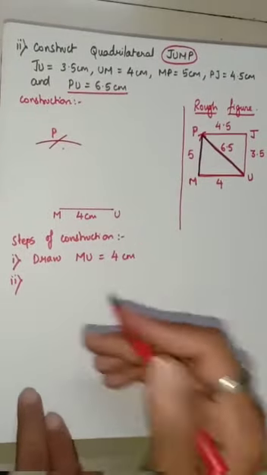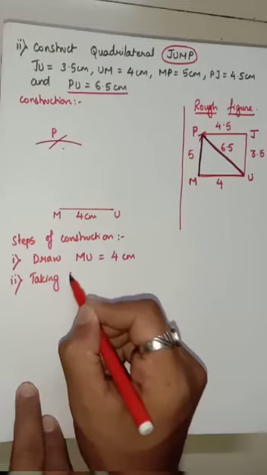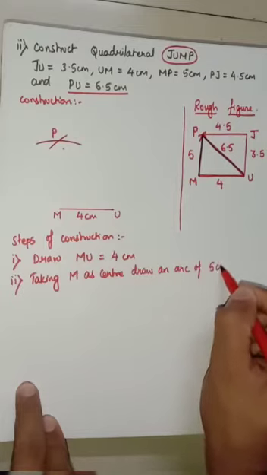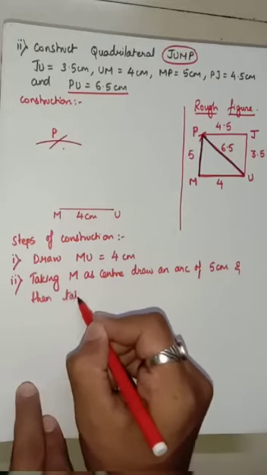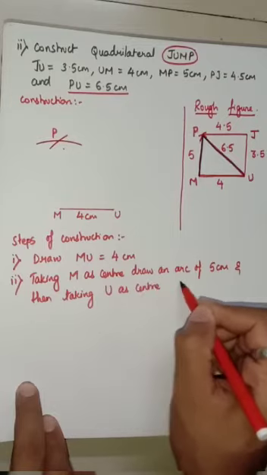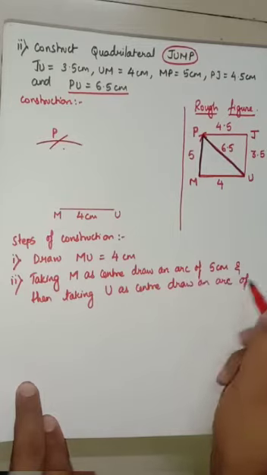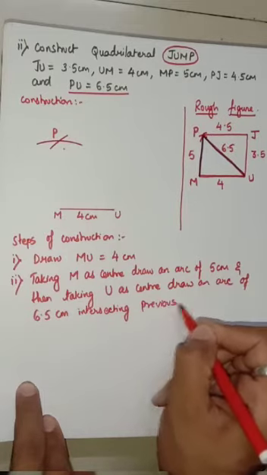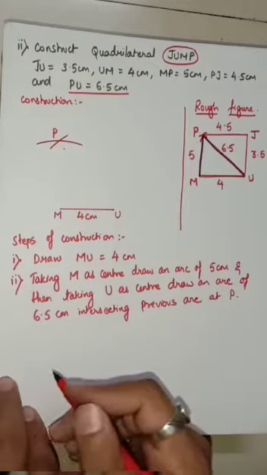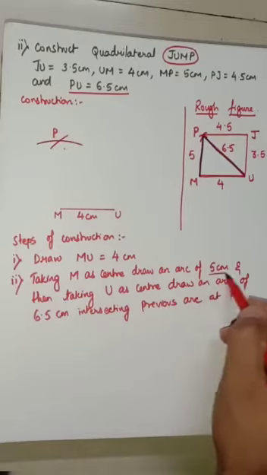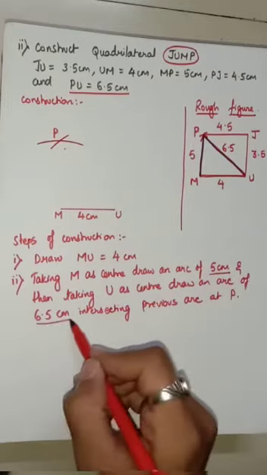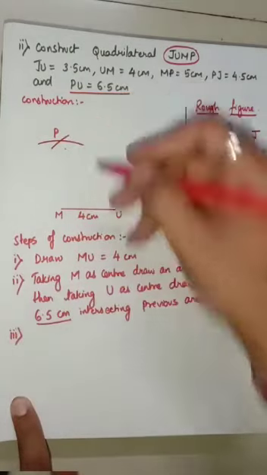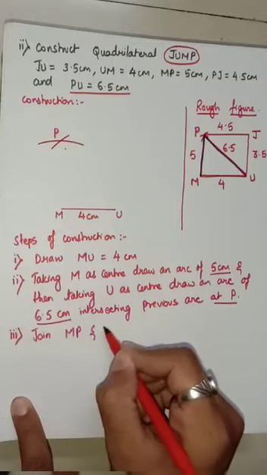So I am writing the steps. Taking M as center, draw an arc of 5 centimeter and then taking U as center, draw an arc of 6.5 centimeter intersecting the previous arc at P. Okay, very simple. First, taking M as center, we drew an arc of 5 centimeter. Then taking U as center, we drew an arc of 6.5, and these two arcs intersect at point P. Next, what we have to do is join M to P and U to P. So join MP and UP.